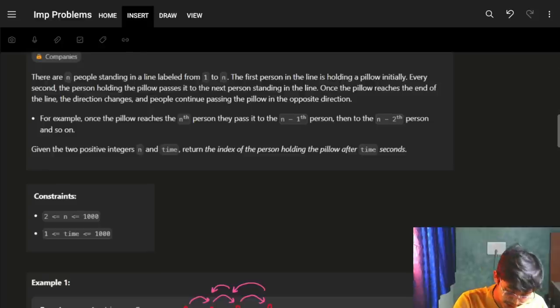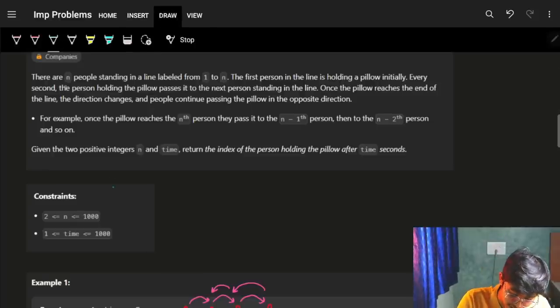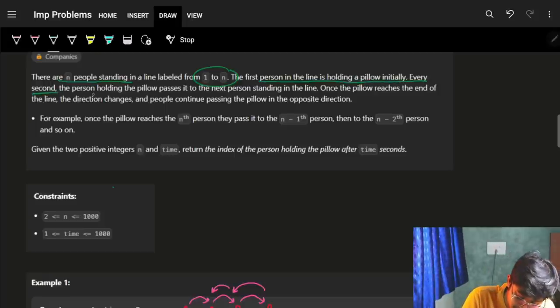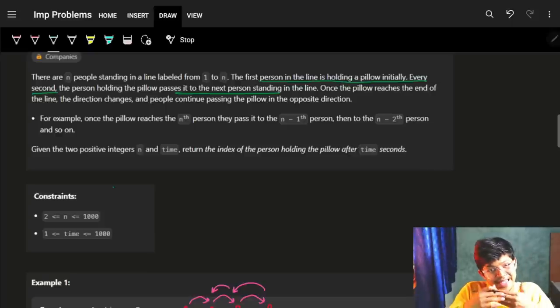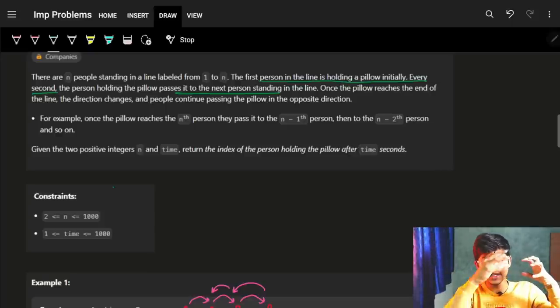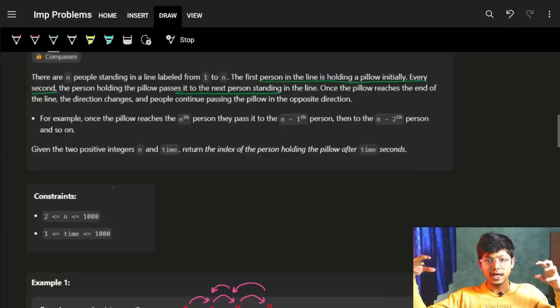In this, what's happening is that we are given n people standing in a line labeled from 1 to n. The first person in the line is holding a pillow initially. Every second, the person holding the pillow passes it to the next person. So with people standing in a line 1, 2, 3, 4, 5, the person holding the pillow will shift the pillow to the next person.